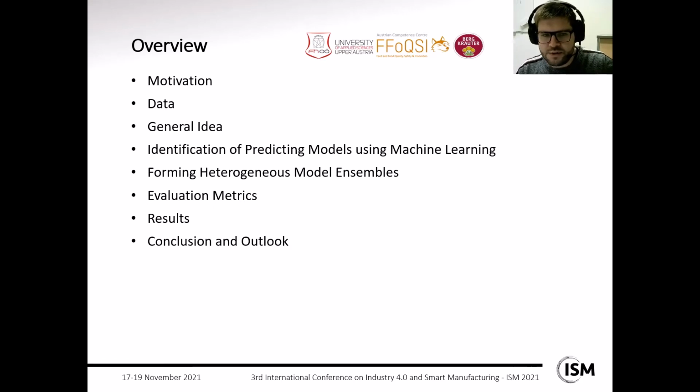Then I will introduce the evaluation matrix used within this project. And at the end, I will give you a short example of results. At the end, I will give a short conclusion and an outlook because this project is not finished yet.